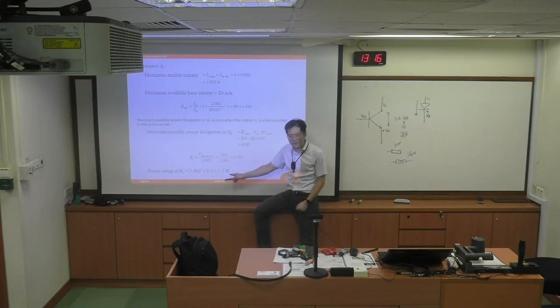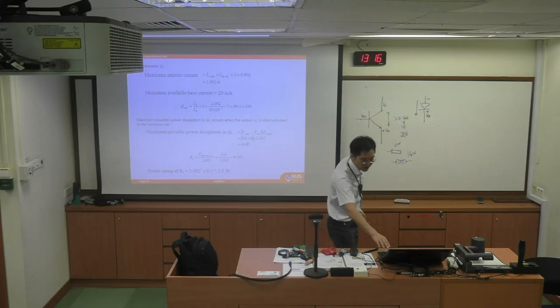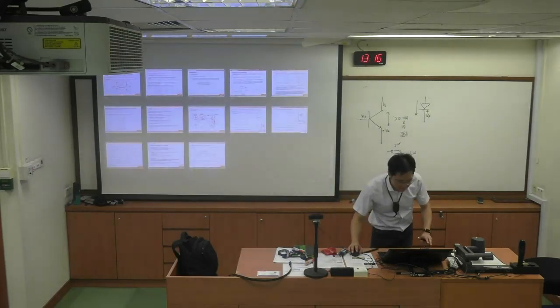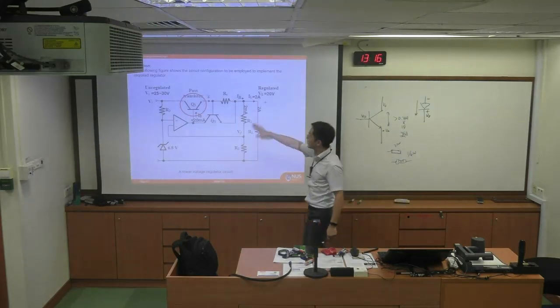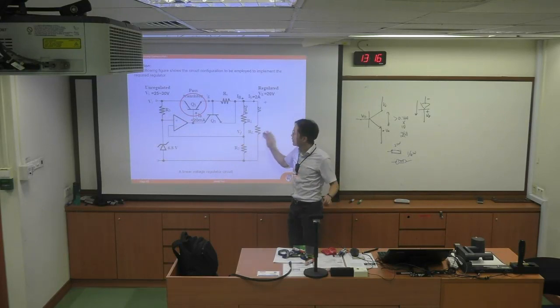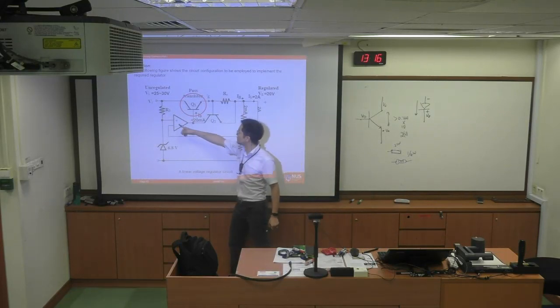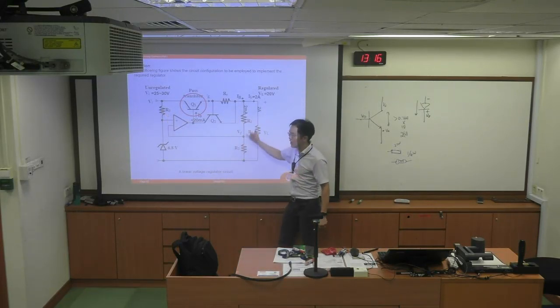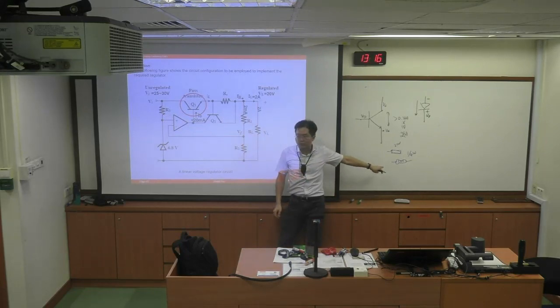So you can see that although in the schematic they all look the same, as a consequence, this one and these two can be nominal quarter watt rating resistors.